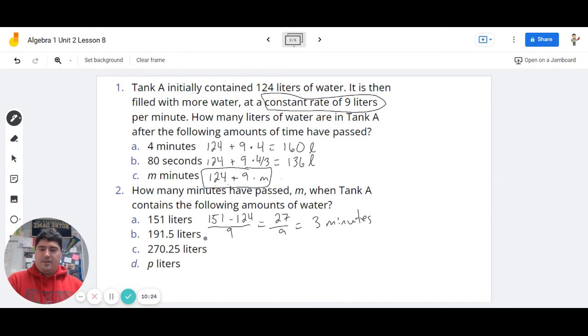So that's this first one. Letter B, 191.5 minus 124, all divided by 9. Well, that would be what? 67.5. 67.5 divided by 9 is 7.5 minutes.